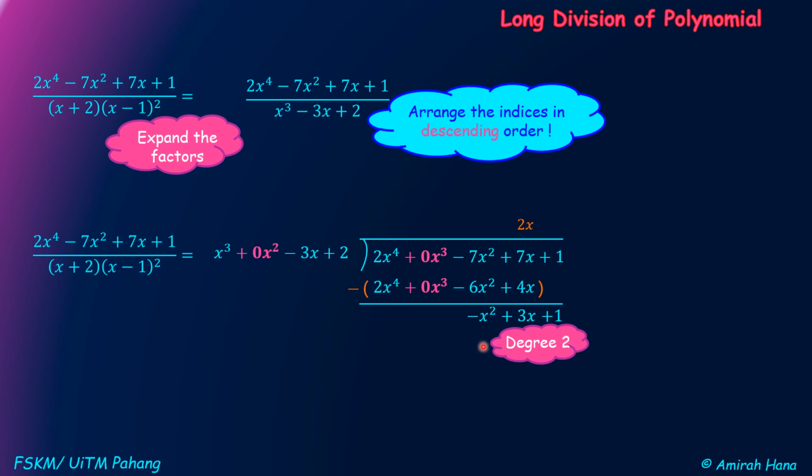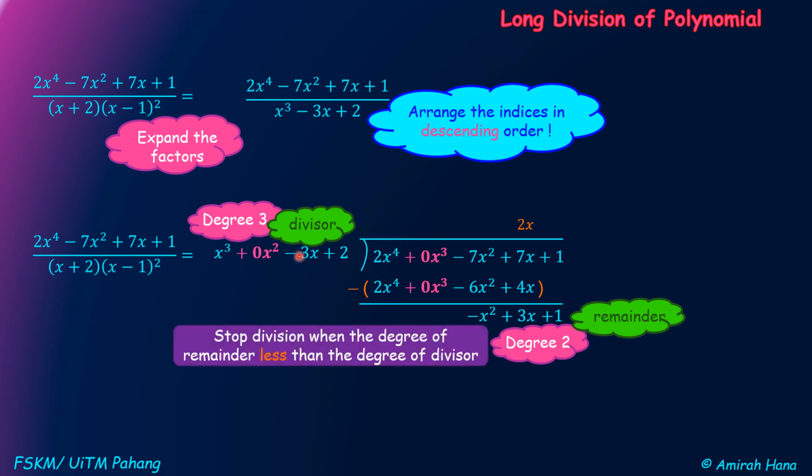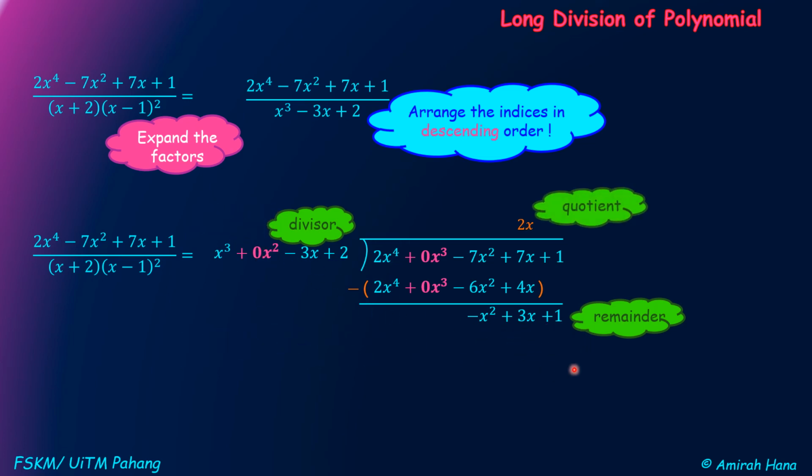We can check that the degree of the last row equals 2 and the degree of the divisor equals 3. So this is the remainder and this is the divisor. We stop the division when the degree of the remainder is less than the degree of the divisor. This is our quotient and this is the dividend.